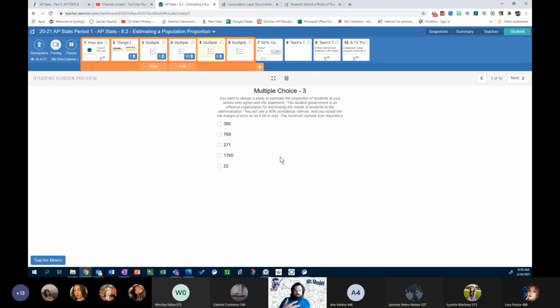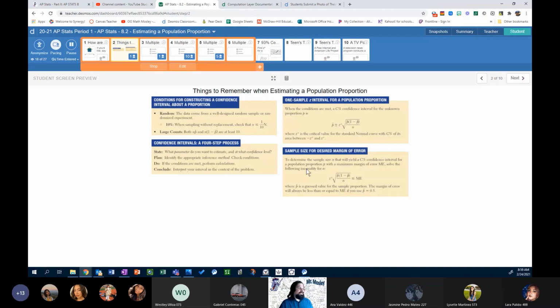You'll need to use that formula we saw yesterday, the margin of error. Right? This guy here is z star times the square root of p hat times 1 minus p hat over n is less than or equal to the margin of error. You'll have to guess a proportion for p hat. You can either use 0.5, or if you have another idea based on the context, you could use that, but most likely you're going to use 0.5.